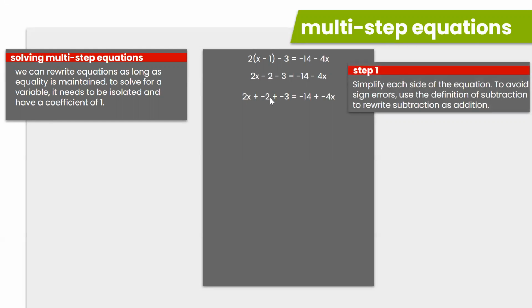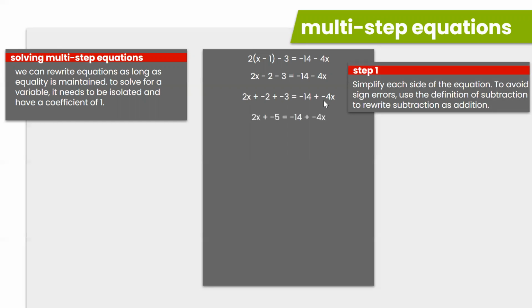If I rewrite this, I have 2x plus a negative 2 plus a negative 3 equals negative 14 plus a negative 4x. I do this especially when I'm showing students how to do these equations for the first time, because we often tend to mess up the negative signs and the minus sign. We don't realize it's a negative number. In other words, when you add a negative number, you're subtracting that number.